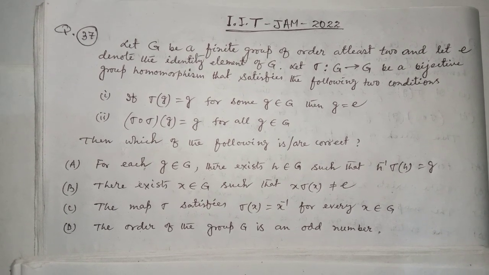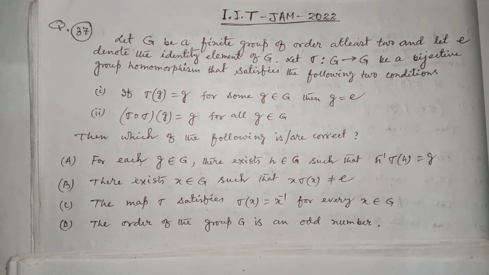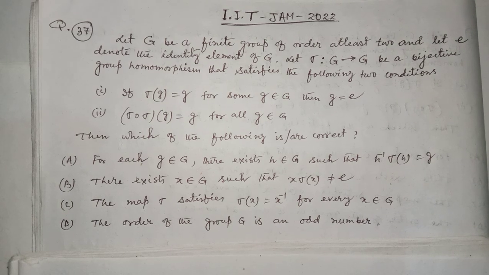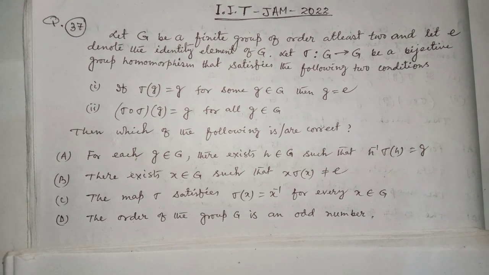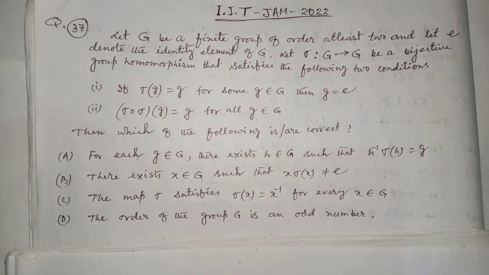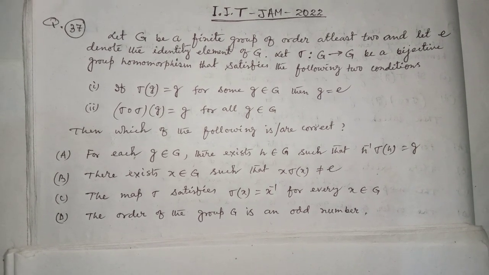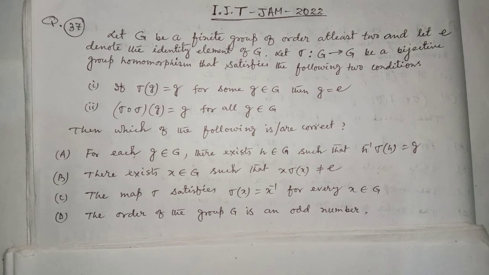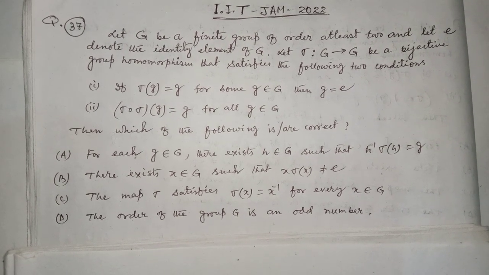Option B, there exists x belongs to the group G such that x sigma(x) not equal to the identity element e. Option C, the map sigma satisfies sigma(x) is equal to x inverse for every x belongs to the group G. And option D, the order of the group G is an odd number. So let us try to solve this problem.